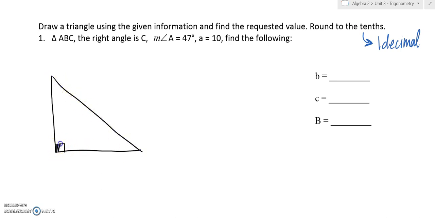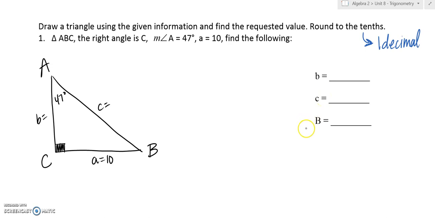And it says that the right angle is C. I like to put A on the top, B on the bottom. Okay, and then it gives me angle A is 47, so I'll put that in that top corner. And then across from big A, directly opposite, is little a. That's 10. I have no idea what little b is or what little c is. That's what I'm going to look for in a few minutes here.